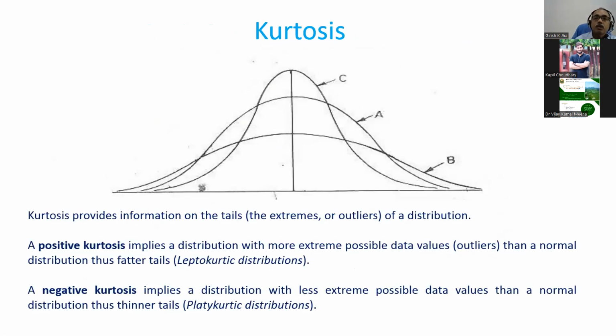Then the fourth and the last measure which you go for is kurtosis. So kurtosis gives you the information on the basis of tails. Normal distribution is mesokurtic. So this is mesokurtic, this is leptokurtic, and this is platykurtic. Leptokurtic is considered as a positive kurtosis, platykurtic is considered as a negative kurtosis. So whenever you get the data, you must try to have a descriptive of it.